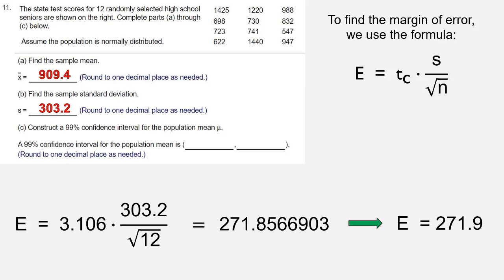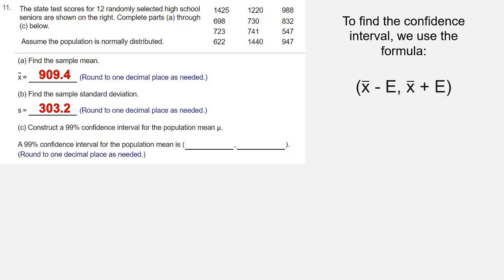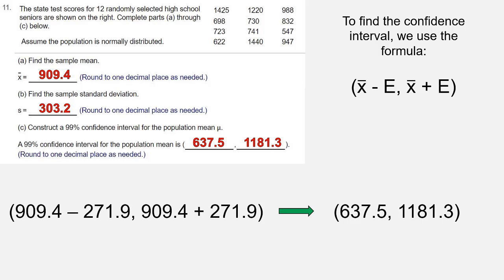Then to find the confidence interval, we're supposed to take the sample mean and subtract the error, and take the sample mean and add the error, so x bar minus e, x bar plus e. So it's 909.4 minus 271.9, 909.4 plus 271.9, which gives us a confidence interval of 637.5 to 1181.3. And that's your answer.